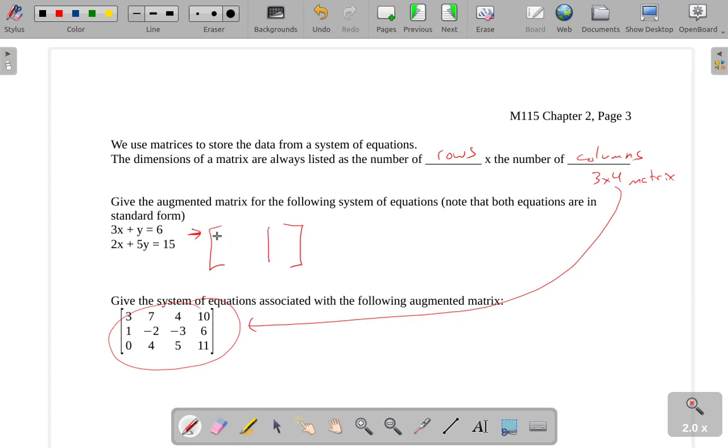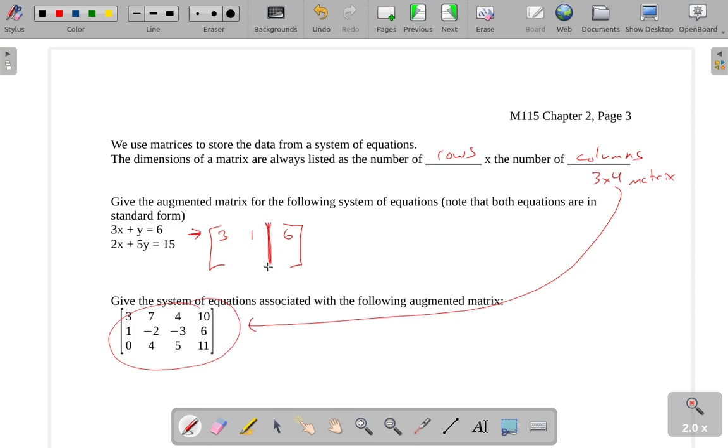The numbers we're going to write in this matrix are just the coefficients. So 3, if there's no coefficient here, that's going to be a 1, and then a 6. 3, a 1, and a 6. And you'll notice the 6 is on the other side of the equal sign. It's this vertical line we tend to put here.